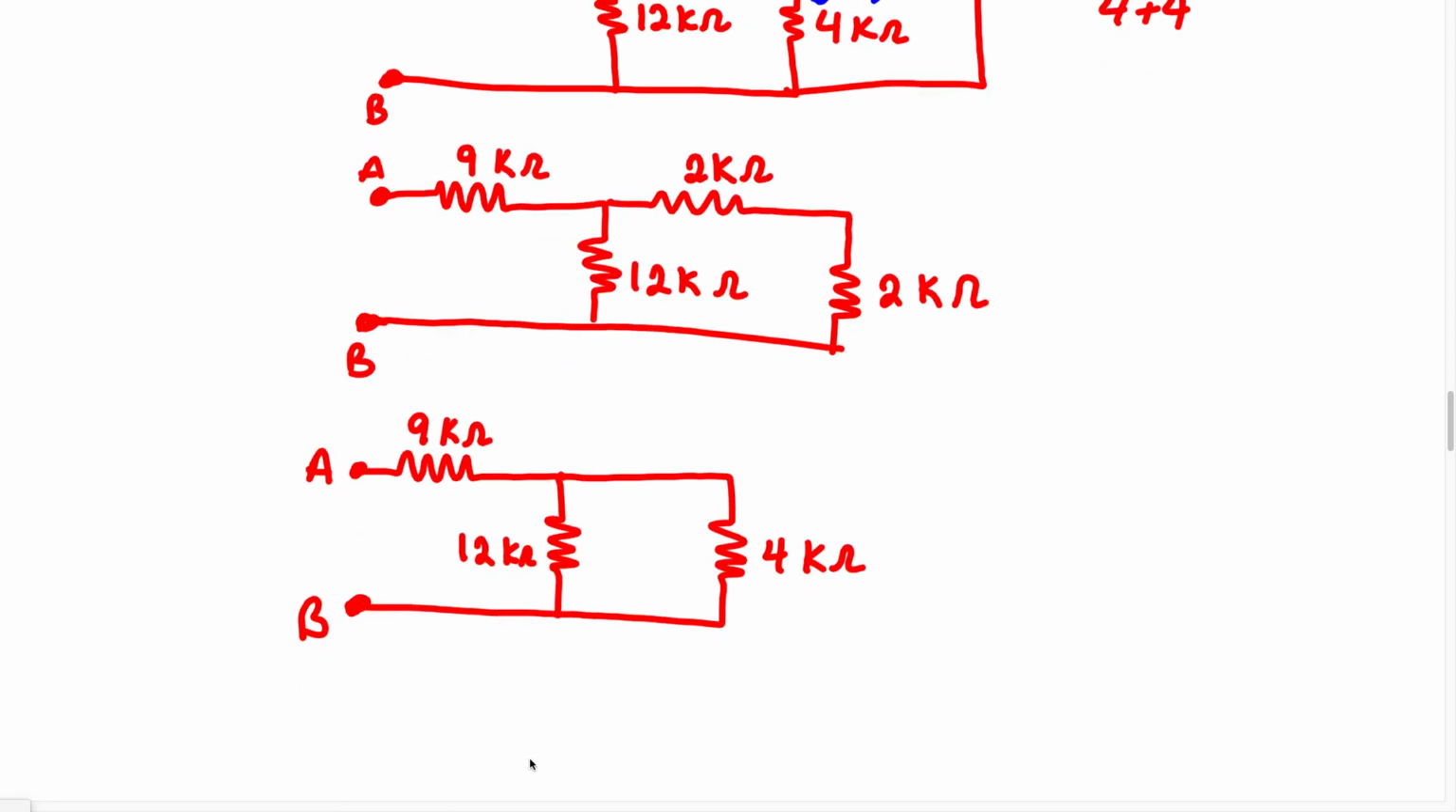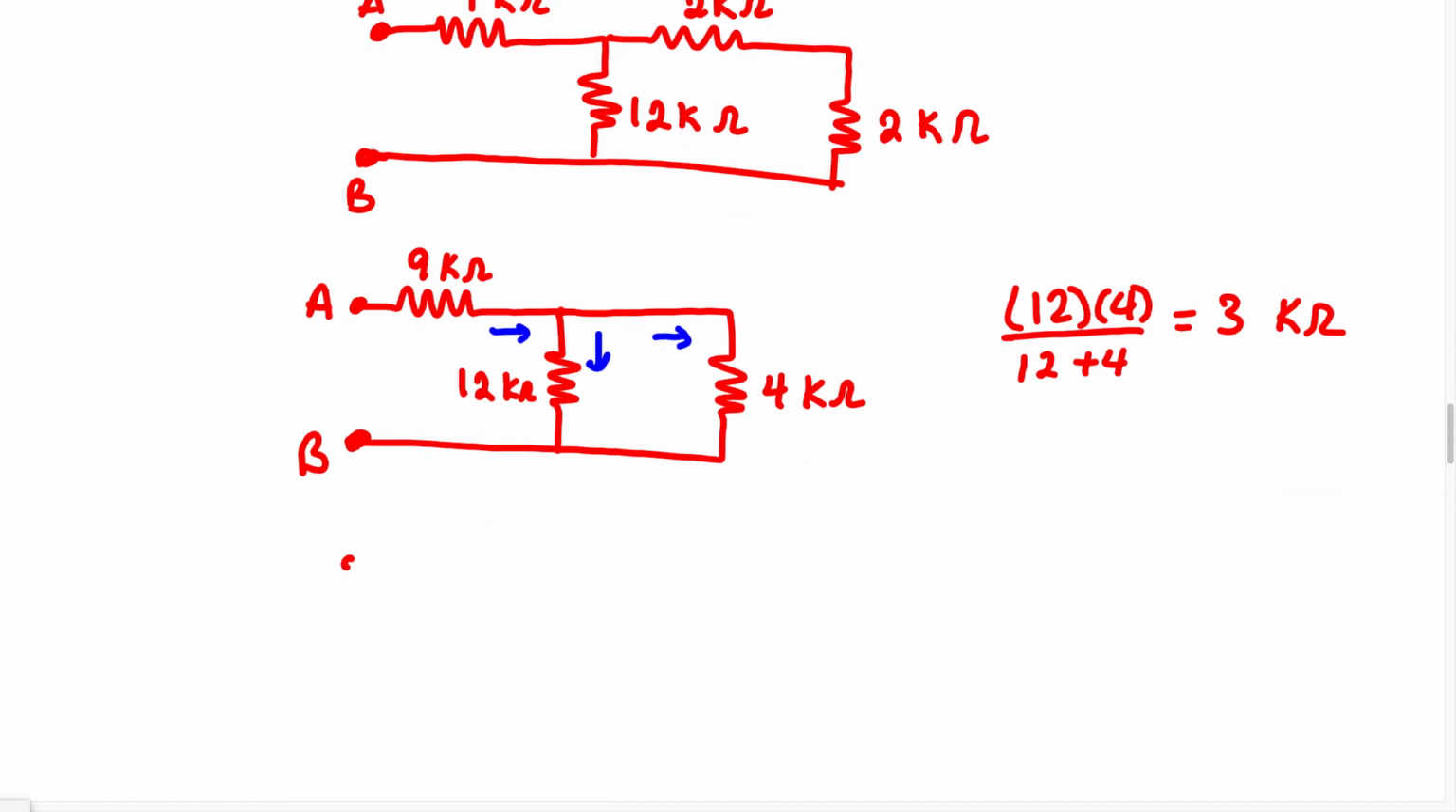Okay, now when we look at this, we know these 2 are in parallel, because once the current comes to this node, it's going to split and come this way and this way. These 2 resistors are going to have to be in parallel. So we're going to say 12 times 4 over 12 plus 4. That's going to give us 3 kilo ohm. So when we redraw this once again, we're going to get a circuit that looks like this.